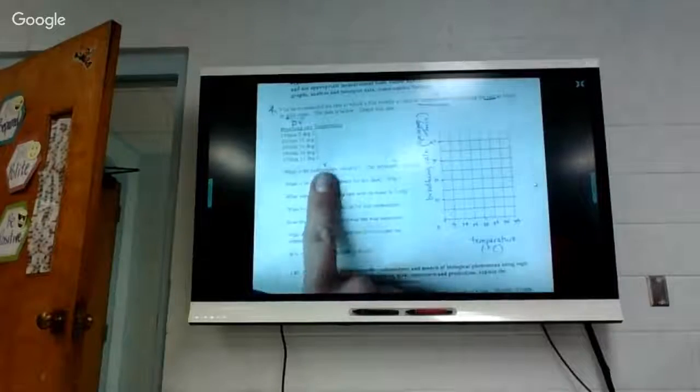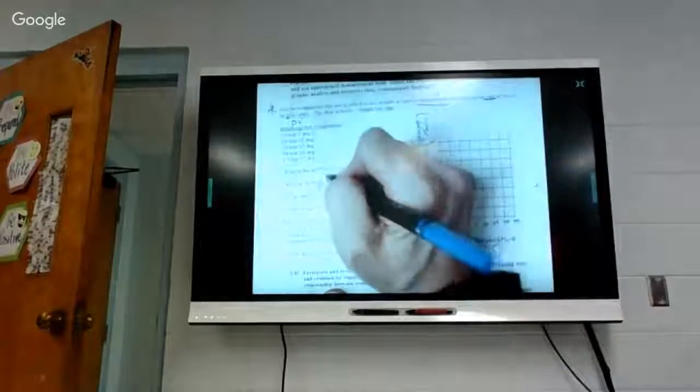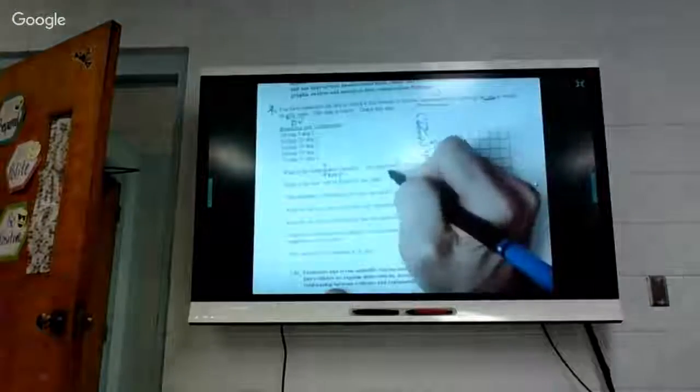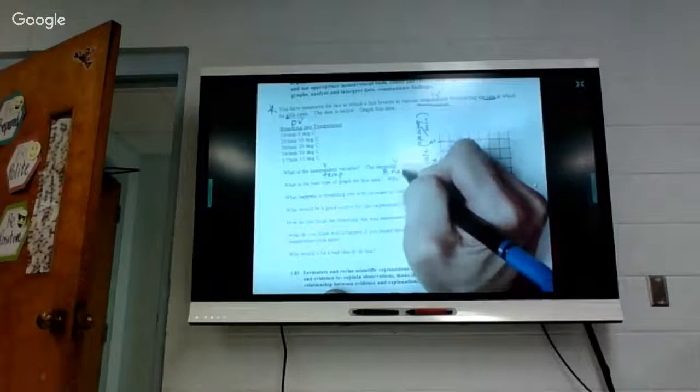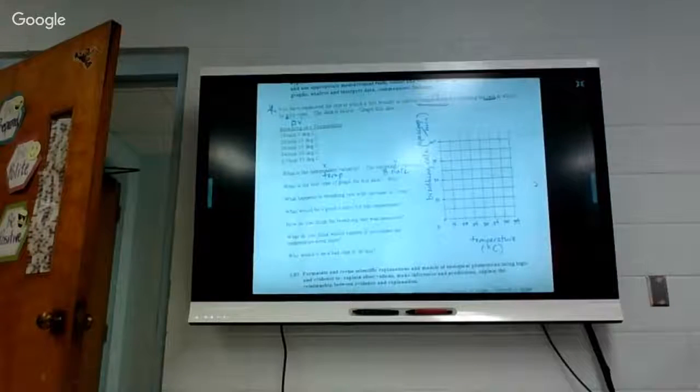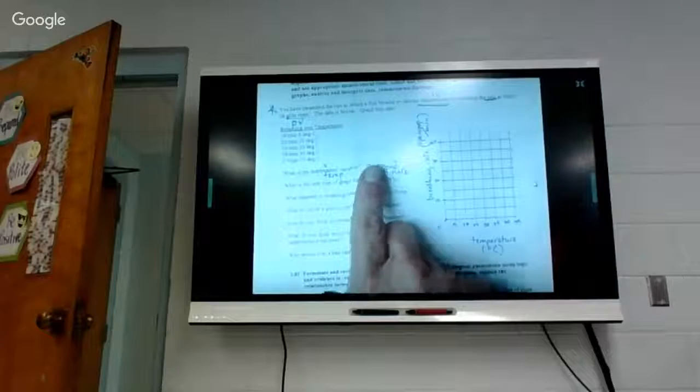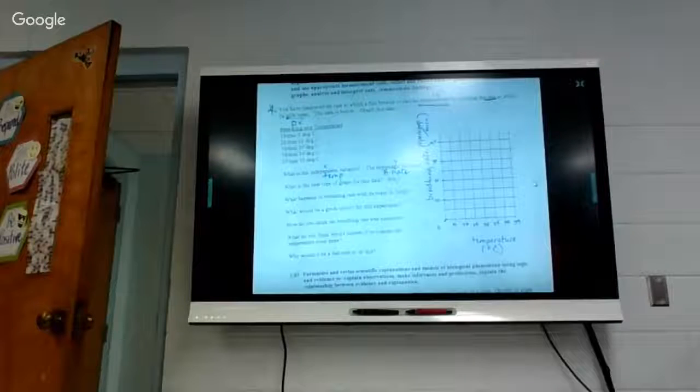So independent variable, we've already identified. And then this is pretty nice. Okay. Now, if you were turning this in to me, I wouldn't put B rate, but this is just for you to practice. Okay, best type of graph for the data. What did we say? A scatter plot. Yep.